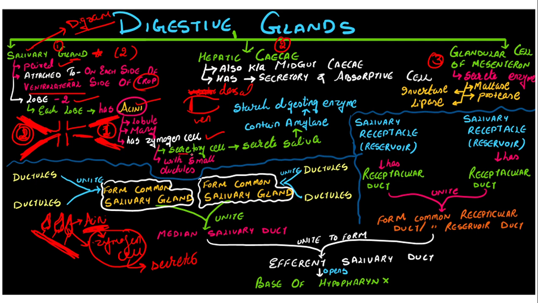Now these zymogen cells, since they are secretory in nature, are going to secrete saliva. Saliva contains an enzyme we call amylase. Amylase is the enzyme which is going to digest starch into maltose. So the first digestion starts in the mouth. That is nothing but the digestion of starch, the digestion of carbohydrate. I hope you must have understood this much.